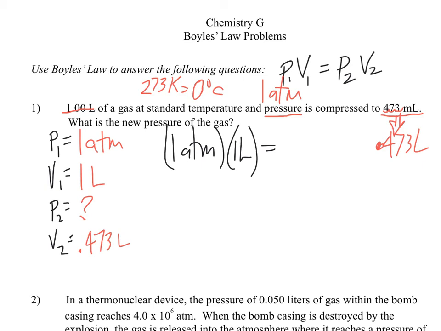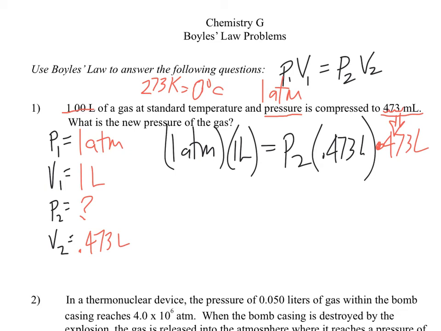So I have my 1 atmosphere times my 1 liter. I'm going to multiply that by my final pressure, which is the unknown, so I'm going to leave it as P2, times my final volume, which is 0.473 liters.